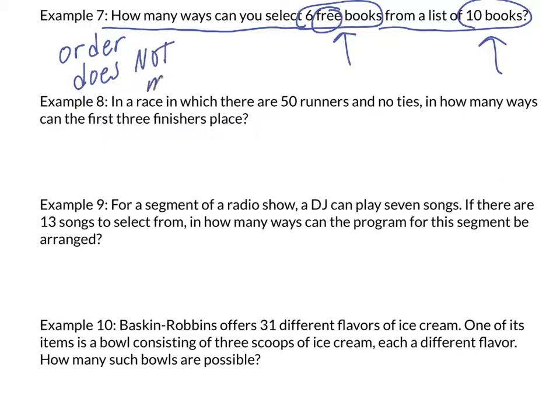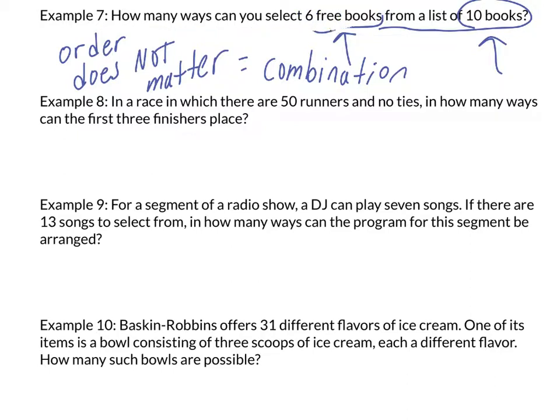So any type of example where you're selecting out a few books, or a few DVDs or movies, anything like that, it's going to be a combination question where order does not matter. So that's the hardest part.